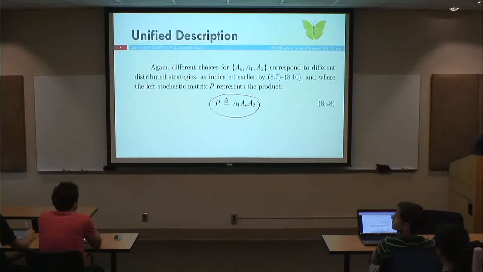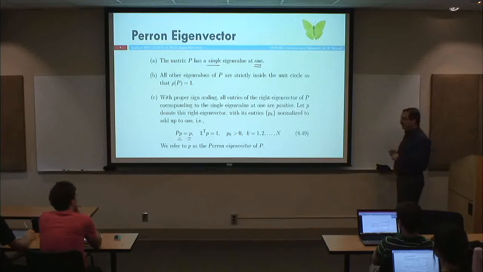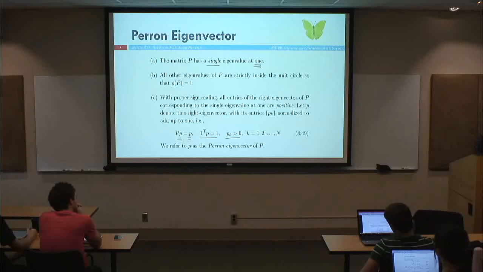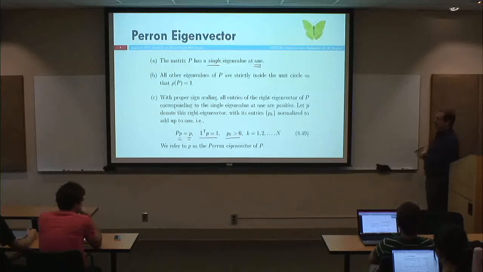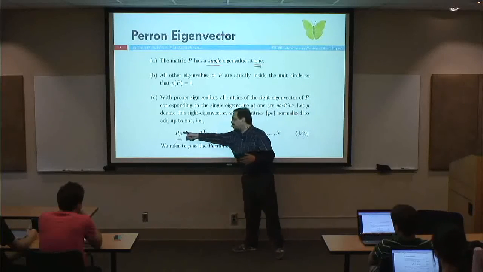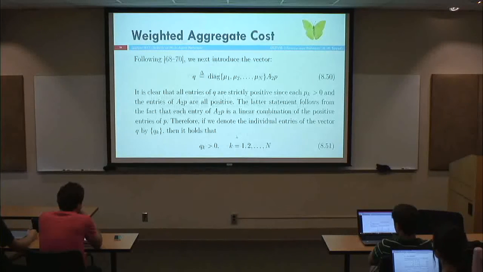And we already know from the Perron-Frobenius theorem that if P is a primitive matrix corresponding to a strongly connected network, then it will have a single eigenvalue at 1, and the eigenvector that's associated with that eigenvalue, the right eigenvector, I'm going to call it p. I'm going to normalize its entries to add up to 1. And the Perron-Frobenius theorem ensures that all these entries are strictly positive, right? So p is my Perron eigenvector. In the case we are talking about consensus or diffusion strategies, this capital P is simply the A matrix, right? And p becomes the Perron eigenvector of the A matrix.